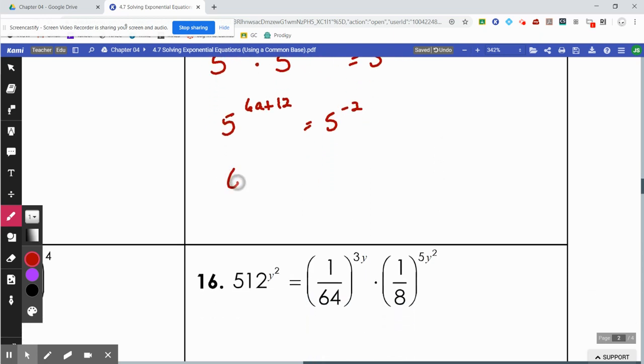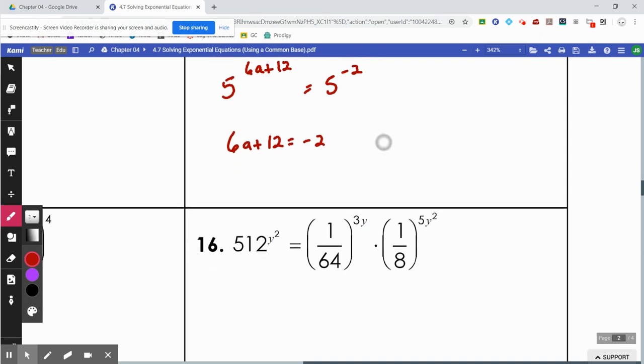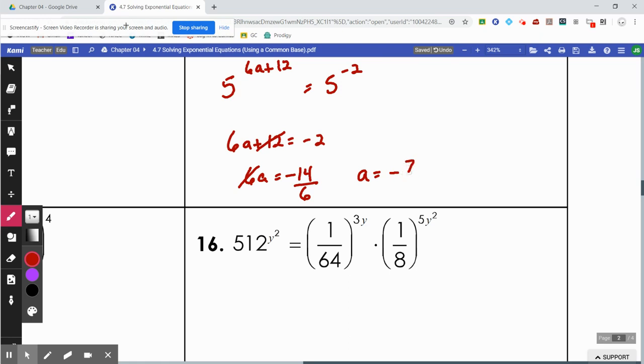Now that the bases are the same, let's set our exponents equal to each other. 6a plus 12 is negative 2. Move your plus 12 by subtracting, gives you 6a is negative 14. Move your 6 by dividing, so a would equal, we can't divide that, so let's just reduce it, negative 7/3.